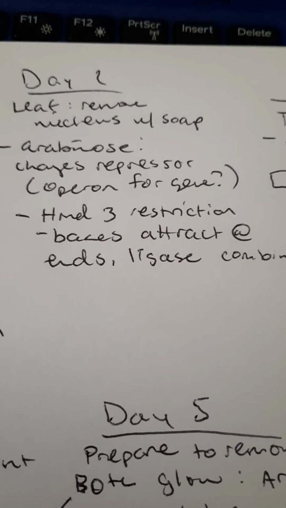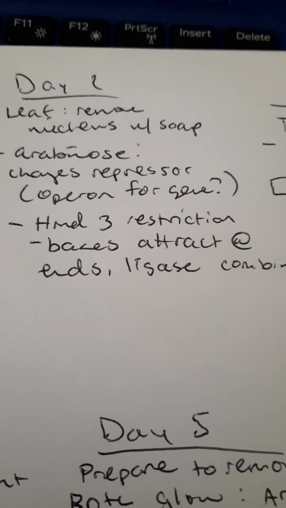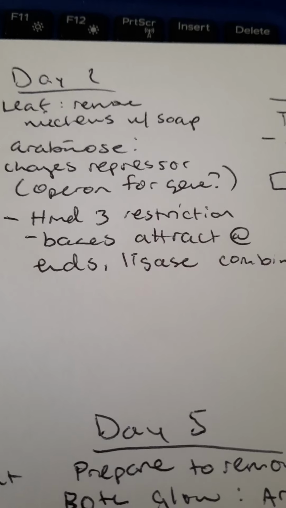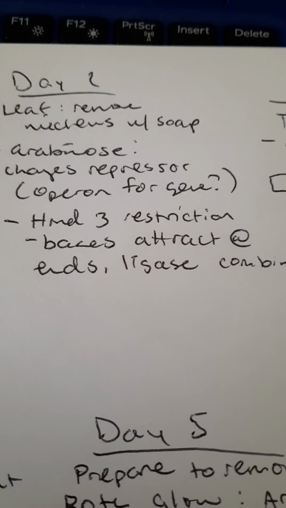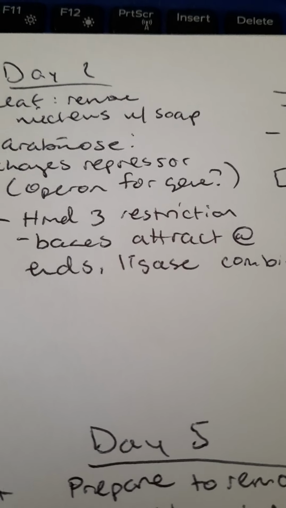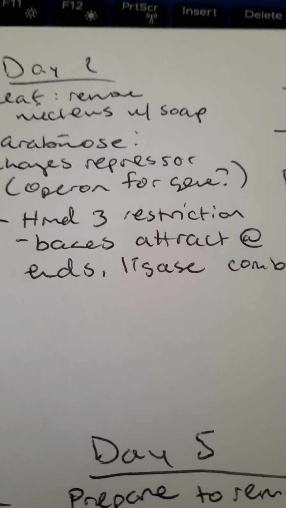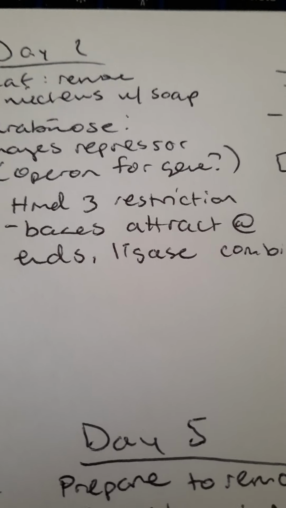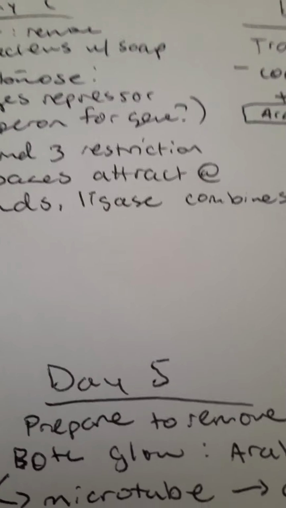Arabinose was the allosteric property that changed the repressor protein on that operon. And so, is it an operon for a gene? Yes, it is. It's for the creation of enzymes to digest that sugar. Hind 3 was the restriction enzyme, so it looks for a specific line of bases, and it'll cut the gene right there, and then the bases will attract each other. Remember, when you're splicing all those loose ends, the ligase will combine them.